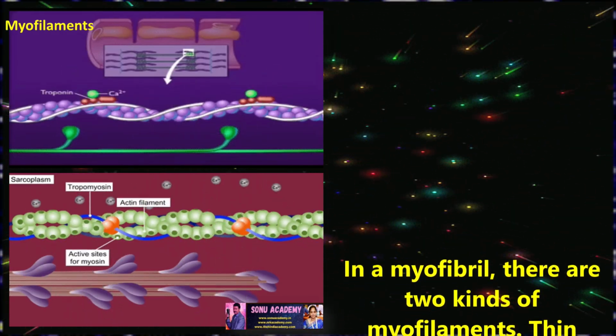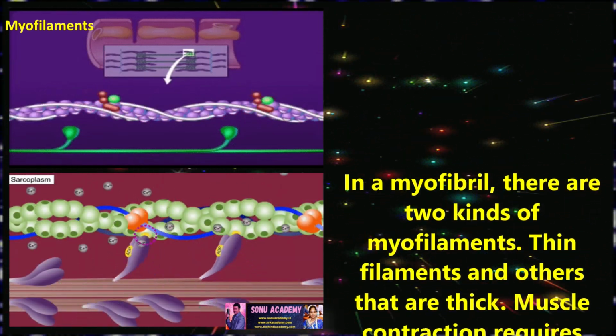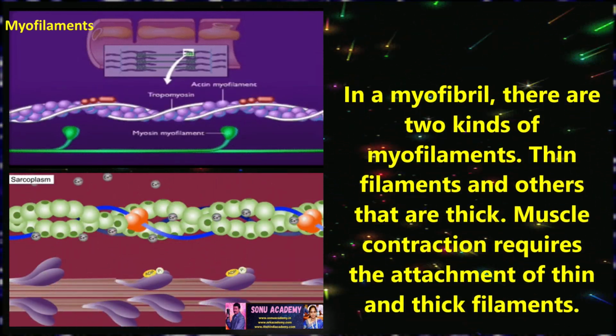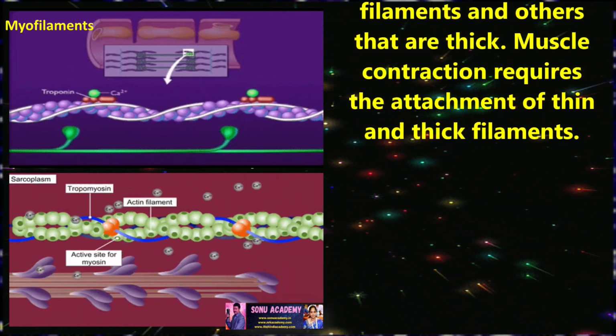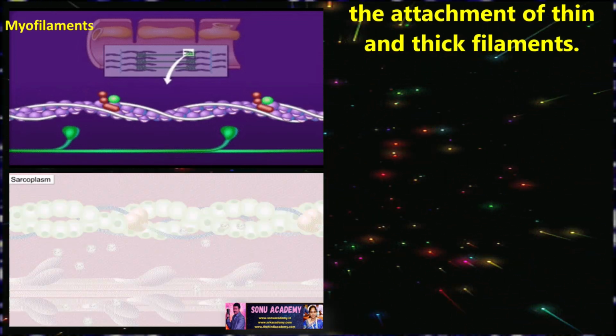Children, let us discuss myofilaments. In a myofibril, there are two kinds of myofilaments. One is thin and the other is thick. Muscle contraction requires the attachment of thin and thick filaments.